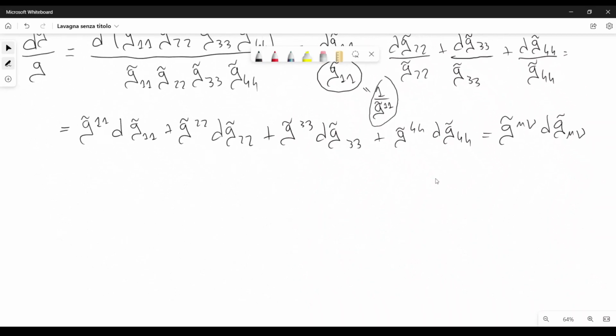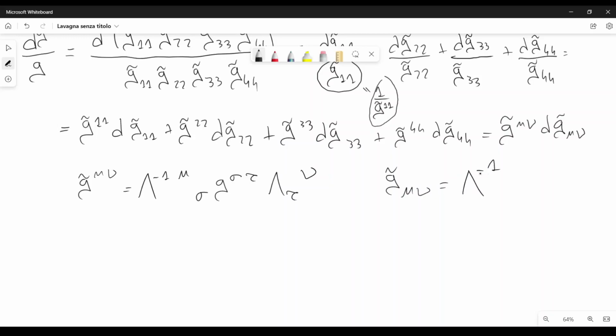Now we want to go to a frame where g̃ is not diagonal, so we will consider this transformation: g^{μν} equal to Λ inverse, with indices μσ, times g^{στ} Λ^{τν}. And we also consider the transformation g̃_{μν} equal to the same matrix Λ inverse, and this is due to what I said earlier, because when you take the inverse of that relation, you will get something like this: g̃_{μν} is equal to Λ inverse μα g_{αγ} Λ^{γν}.